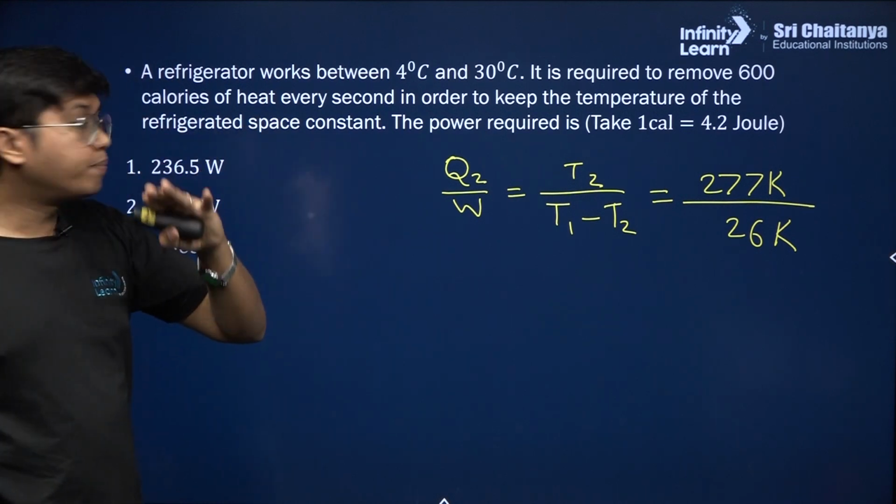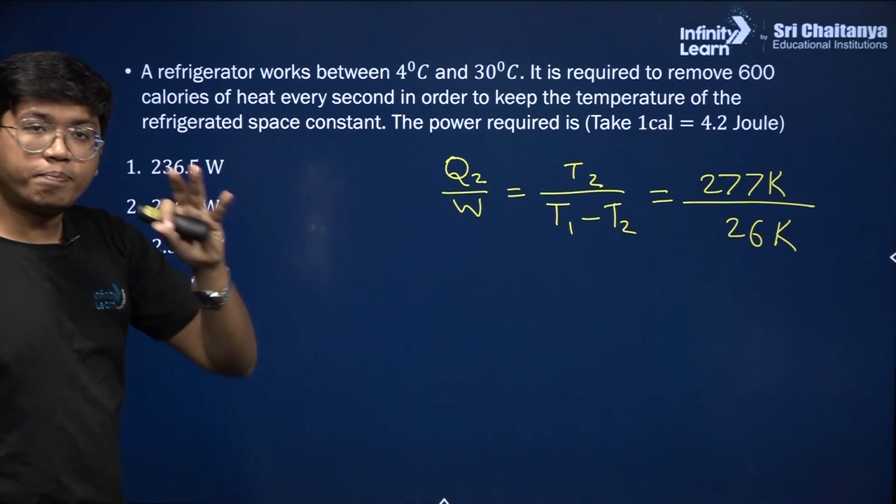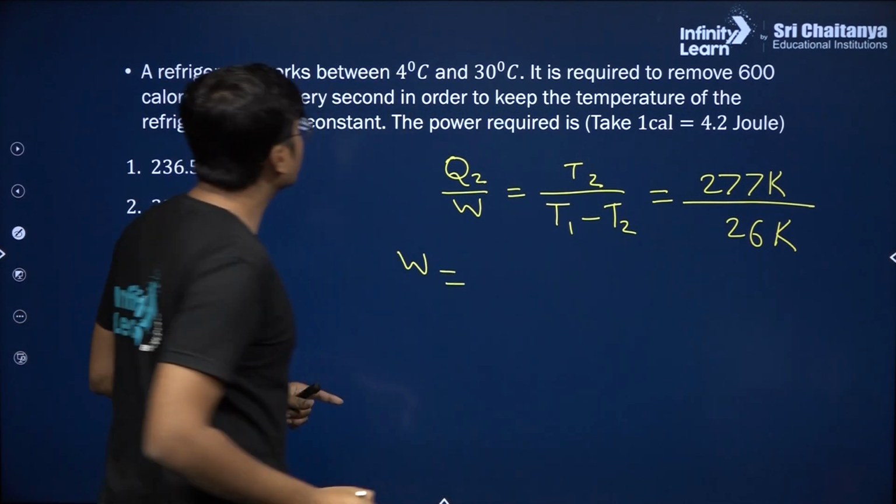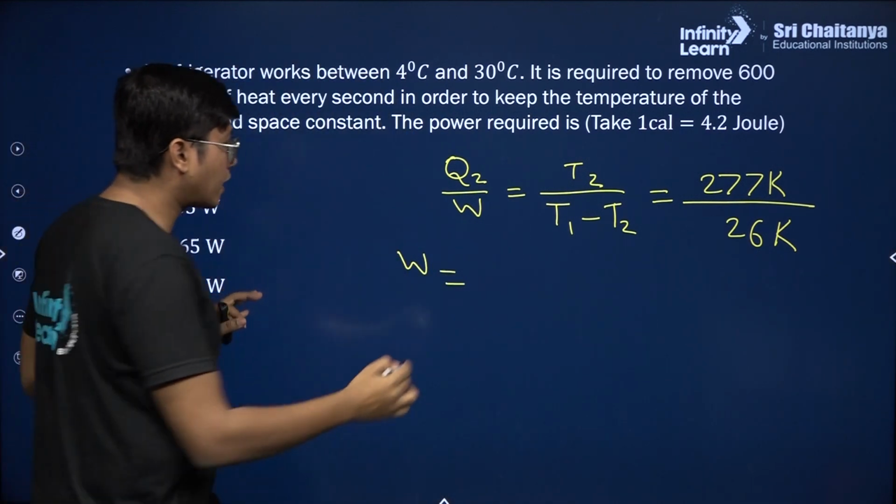Now you want the power, right? So power is, you'll first need the work. Work is equal to Q2. Q2 is 600.